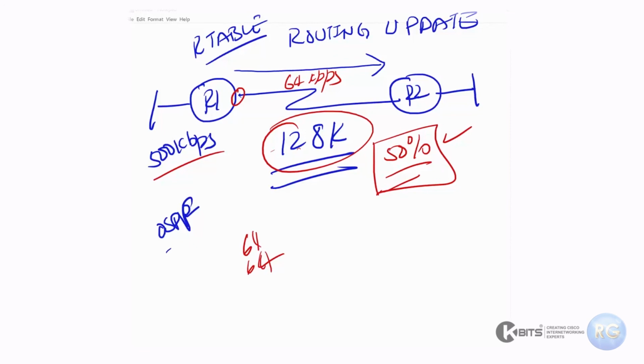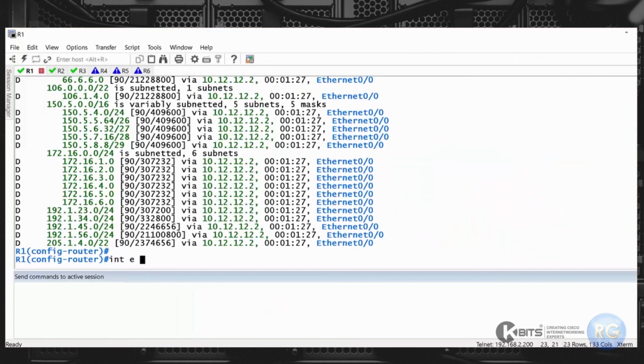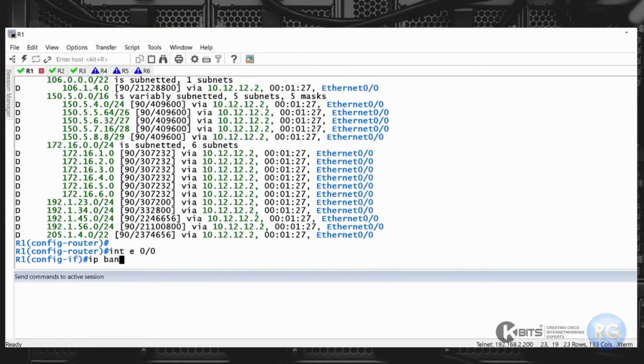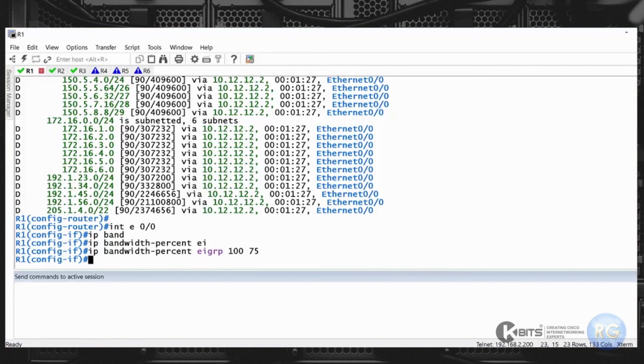It's again another one of those parameters that you do under the interface. It's an interface-specific parameter. So I would do ip bandwidth-percent eigrp, the AS number, and specify a number. Let's say I want EIGRP to take a little bit more because I have ample bandwidth, 75. So 75 would be the percent now. So I would take up 75% of the bandwidth for EIGRP at a maximum.